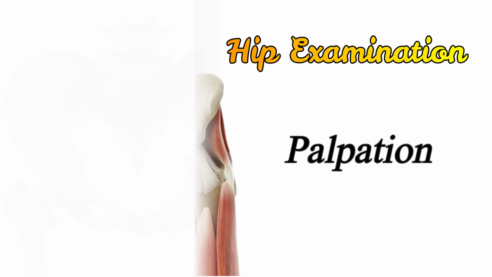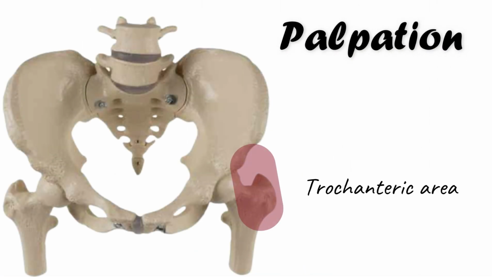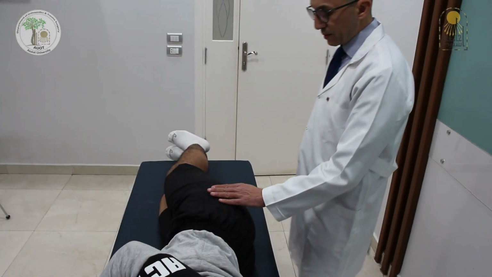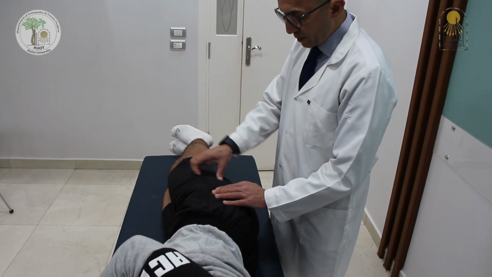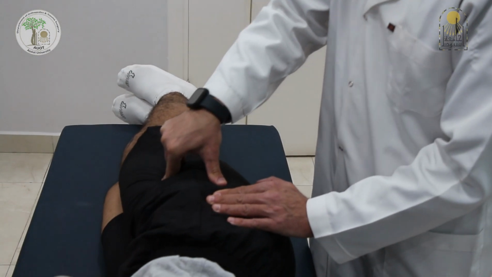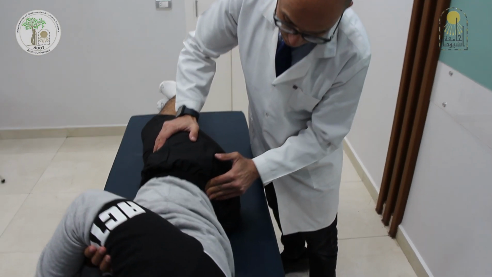In palpation, we examine local tenderness on the trochanteric area for trochanteric bursitis, which is common with femoroacetabular impingement and hip pathologies. Also, we examine the sacroiliac joints on both sides and the lower back.